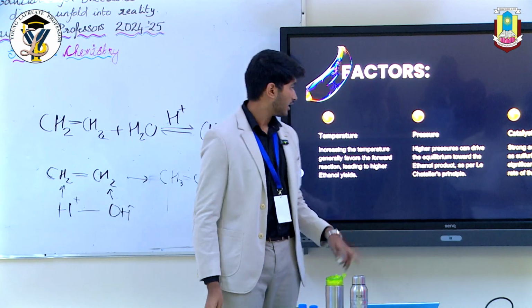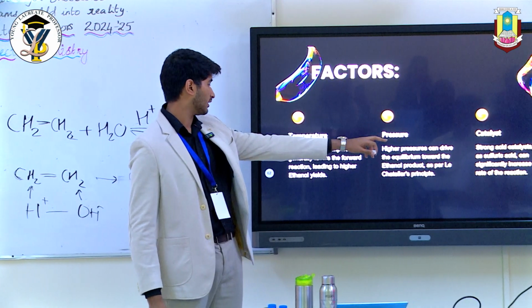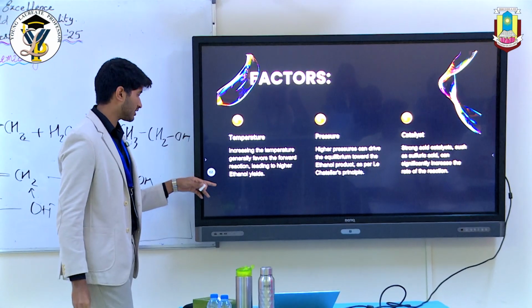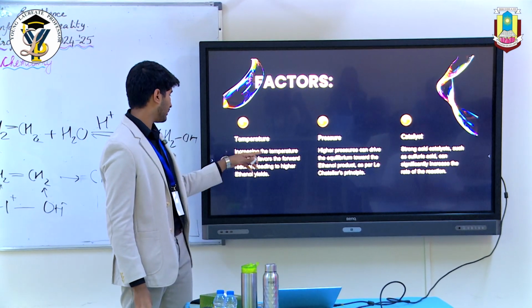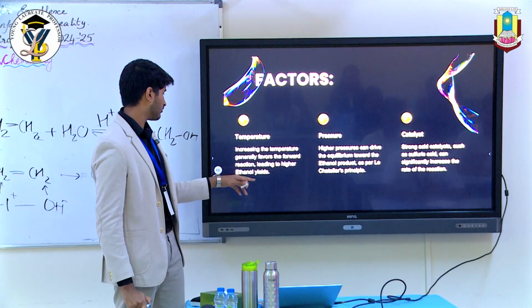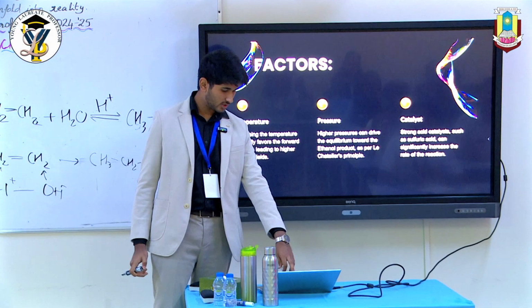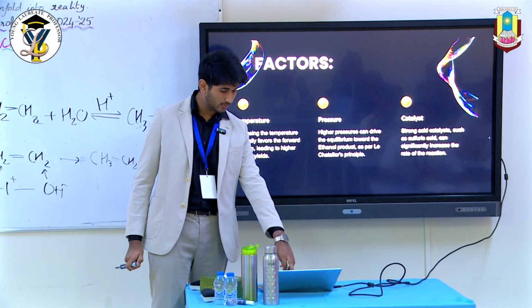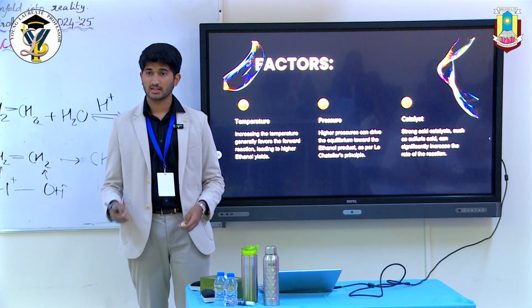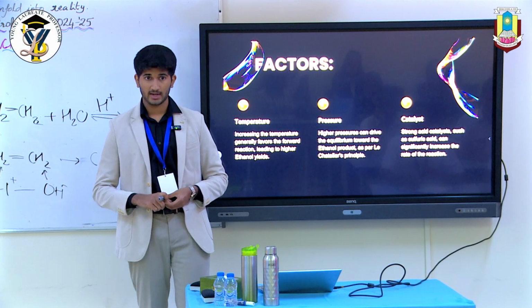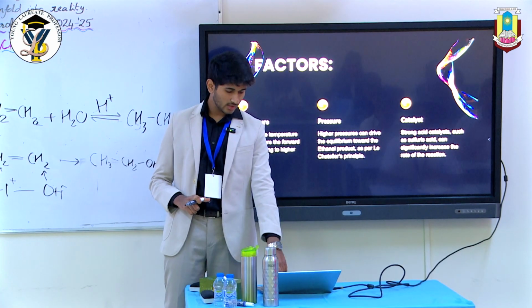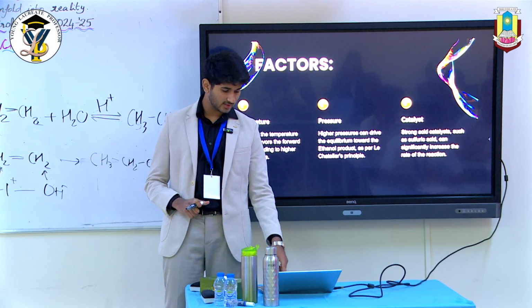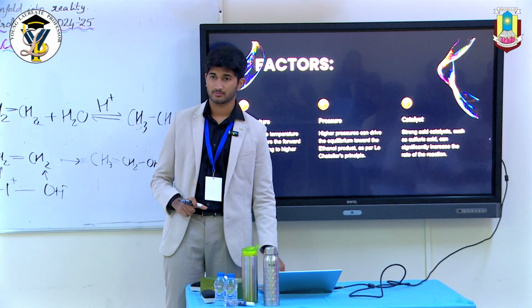The factors: temperature, pressure and catalyst. Temperature affects the reaction because when you increase the temperature, the reaction moves forward with higher speed. Higher pressure can drive the equilibrium towards the ethanol product as per the Le Chatelier principle, which we have learned in grade 11. Catalyst: a strong acid catalyst such as sulfuric acid can significantly increase the rate of the reaction.